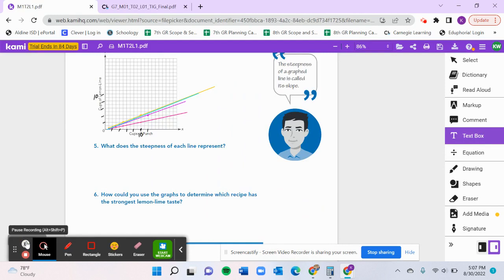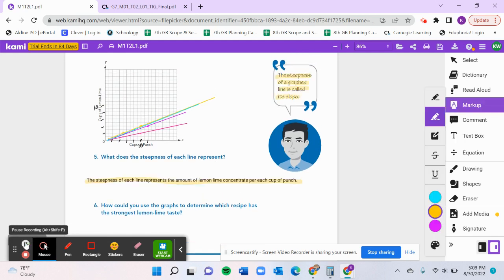We're now answering questions 5 and 6. Number 5 says, what does the steepness of each line represent? For that, you could have put, the steepness of each line represents the amount of lemon lime concentrate per each cup of punch. Also, on your page, it tells you the steepness of a graphed line is called its slope. That is going to be important to know later.